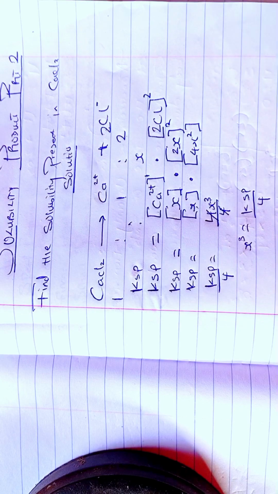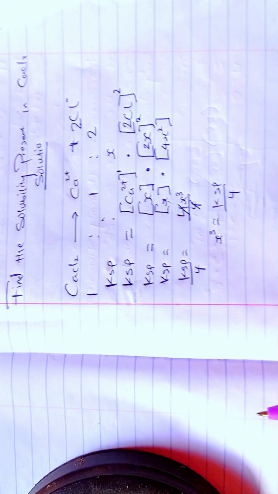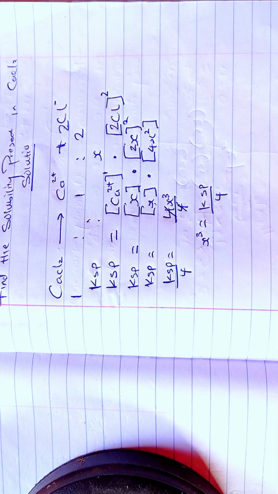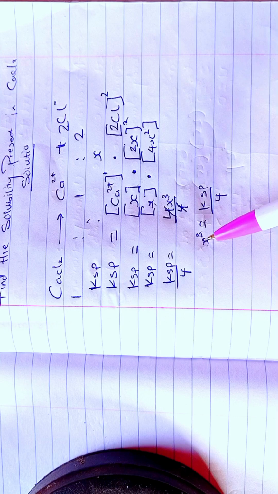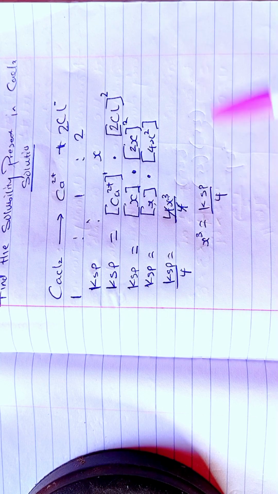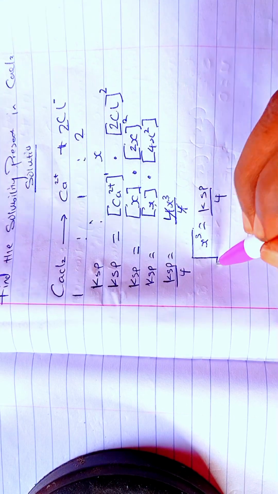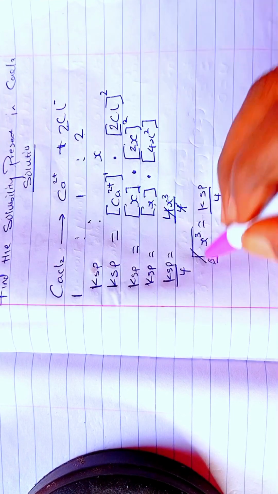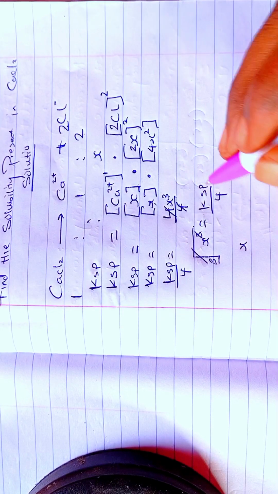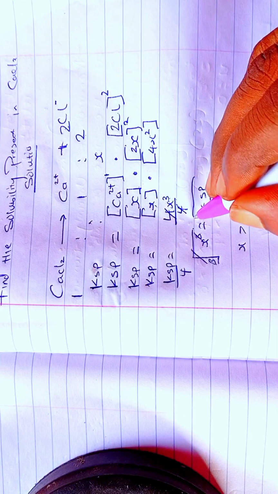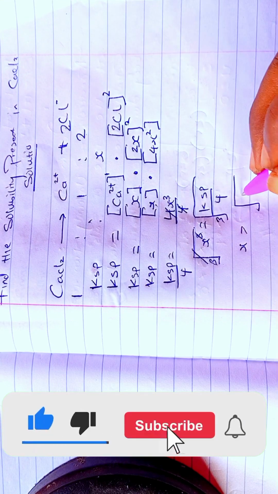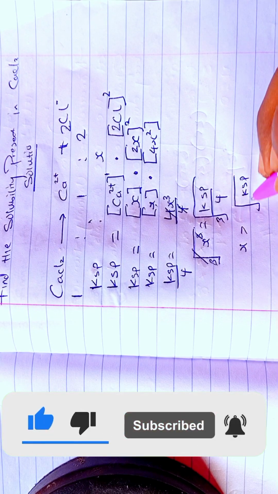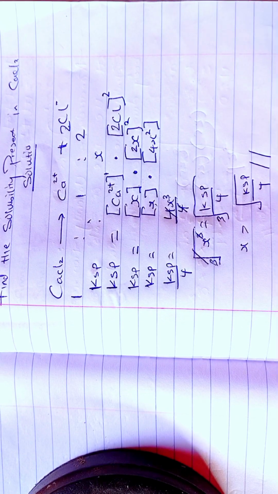So my x cubed is equal to Ksp all over 4. Remember, I am looking for x. I am not looking for x cubed. So what do I do? I take the third root on this side and also on this side. I'm going to put my third root here, so that this can strike out this remaining x. I'm also going to put it here also. So my answer becomes the third root of Ksp all over 4. This is the answer, guys.